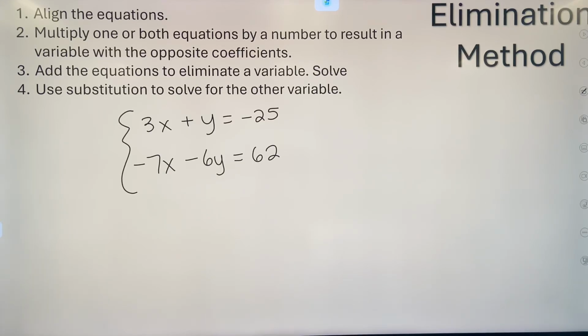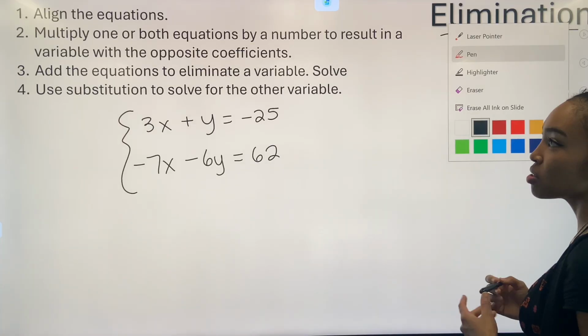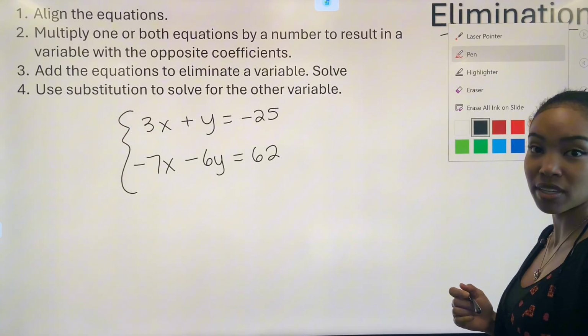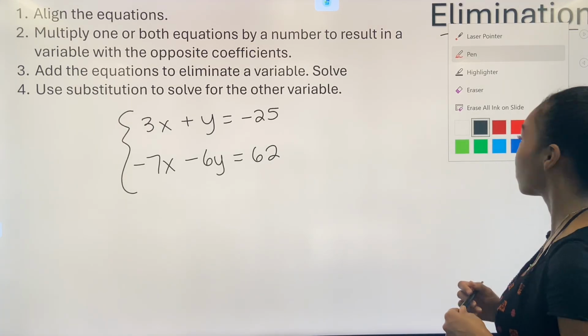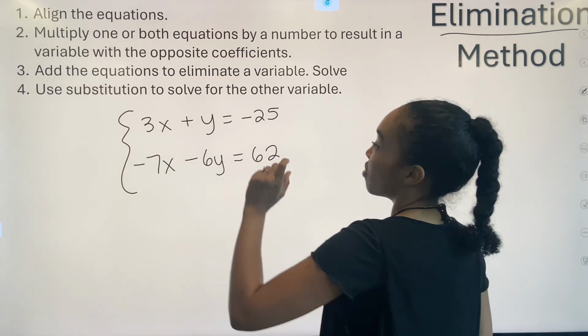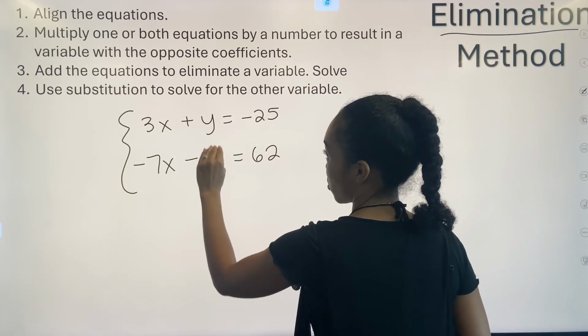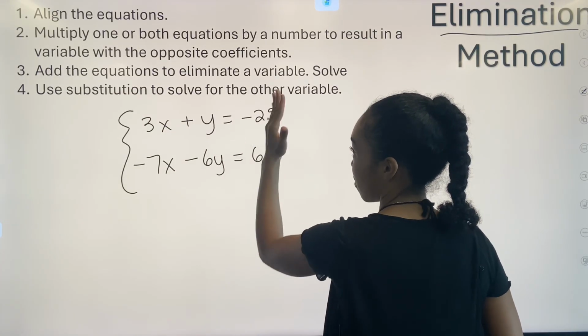Now we're going to do the elimination method. All of these problems can be solved either using the substitution method or the elimination method. So with the elimination method, make sure that the equations are aligned. So the x's are together, the y's are together, then you have your equal sign and then your numbers.